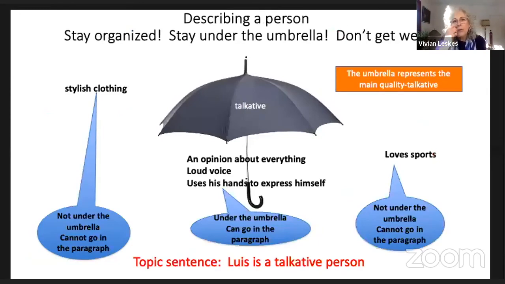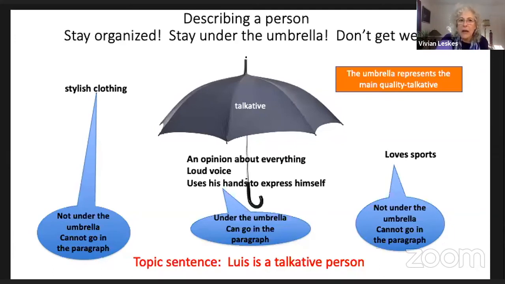Okay. So we're still talking about describing a person, and I make a picture of an umbrella when I'm teaching writing a paragraph, and I say that the umbrella represents the main quality. So this student chose to write about how Luis is a talkative person, and at the bottom of the screen it says the topic sentence. He's a talkative person. So the only things you can put in that paragraph are the things that fit under the umbrella. So he has an opinion about everything.